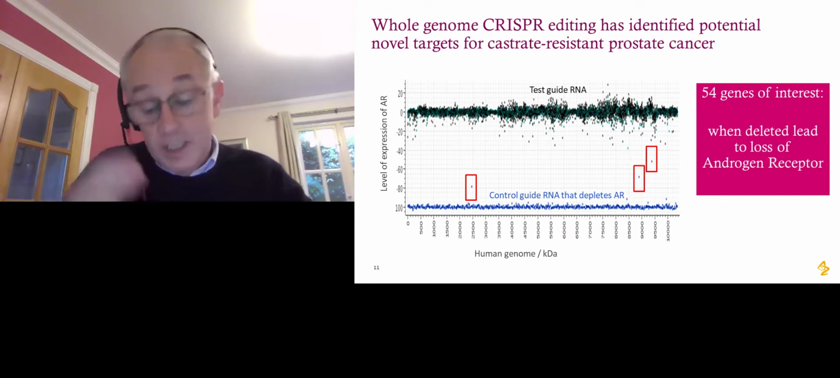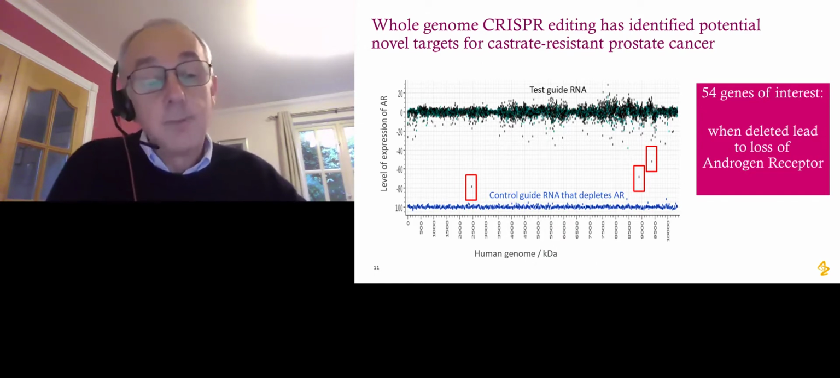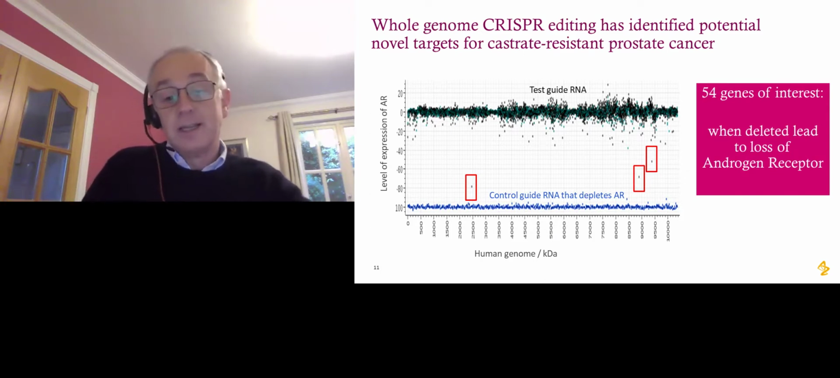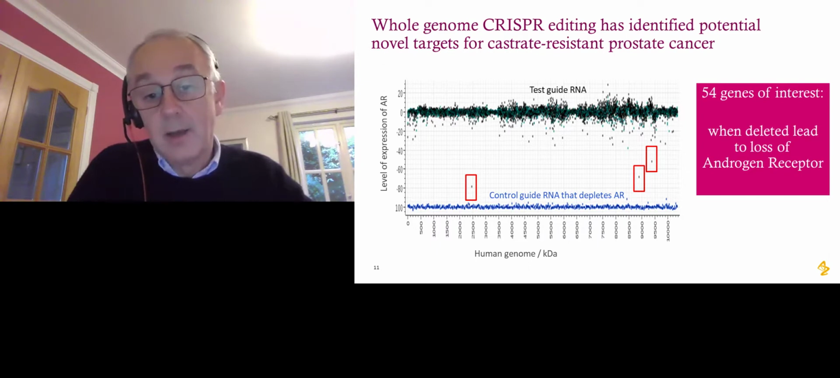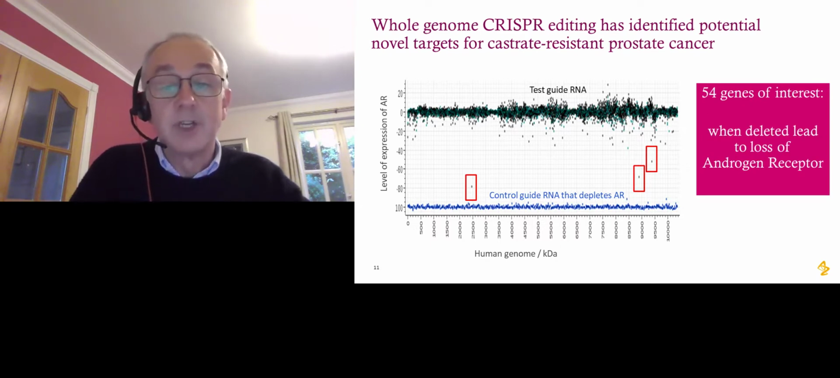So the question we asked ourselves in this assay was, which genes, when deleted, lead to loss of the androgen receptor in a prostate cancer cell line? Many of you will know that a major cause of prostate cancer is uncontrolled expression and activation of the androgen receptor, and many of the medicines in the clinic that have efficacy in prostate cancer are so-called anti-androgens.